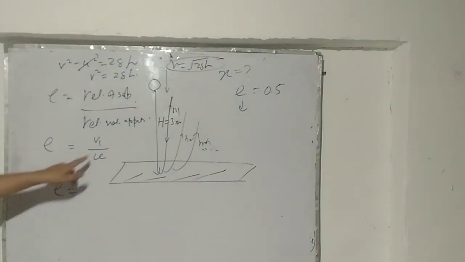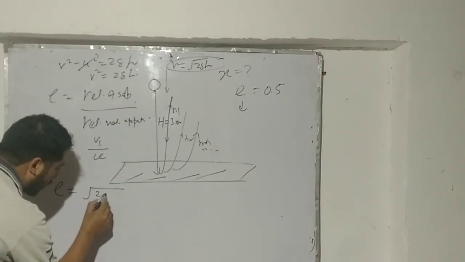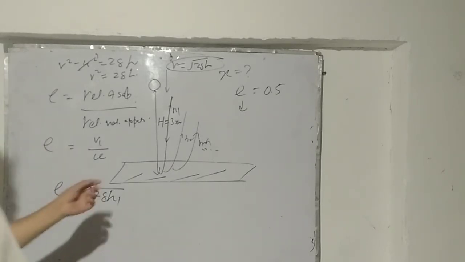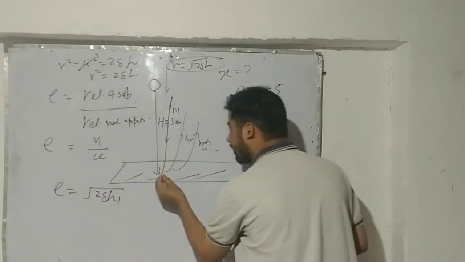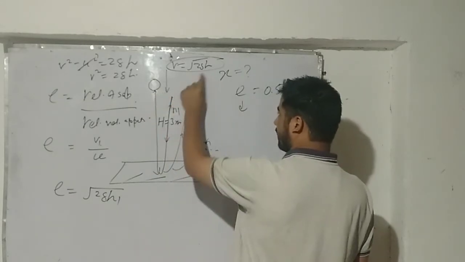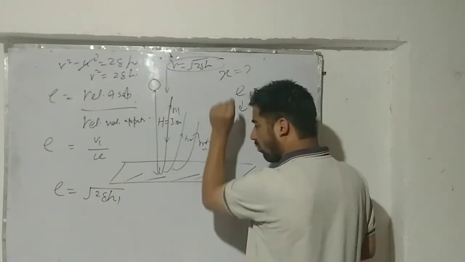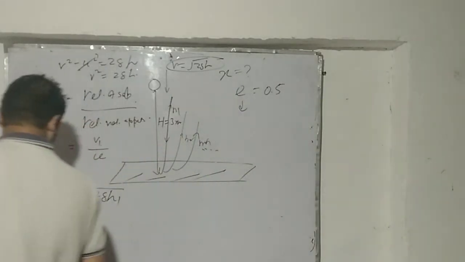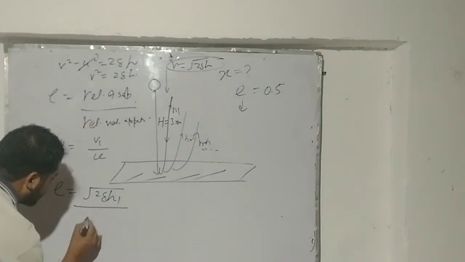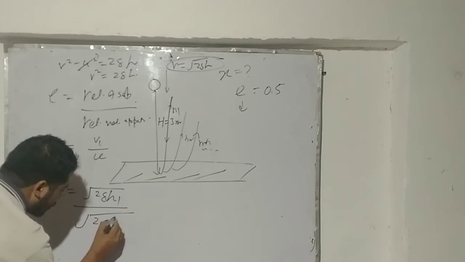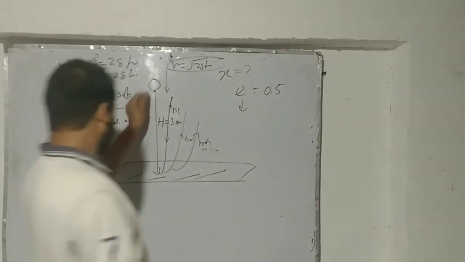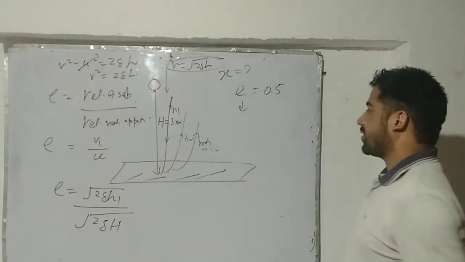Means that my v1 after the collision, my particle velocity, will be root 2gh1, okay? Hope you are getting it, because when the particle makes the collision, finally it stops here. Anyway, this equation will be valid in every collision, okay? On the same basis, my u will simply be root 2gH, because the particle is initially at a height of H.